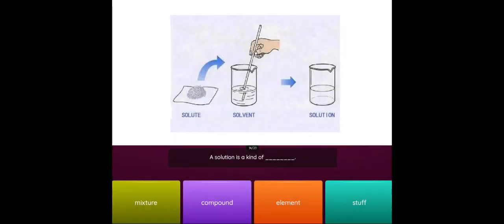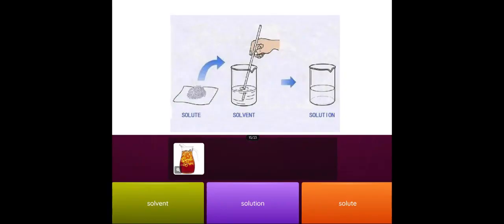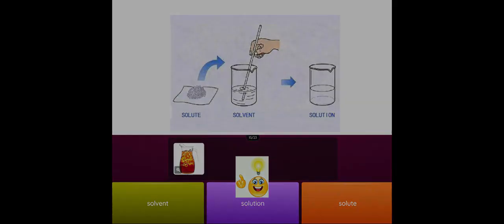Okay, a solution is a kind of what? It's a type of mixture. So it's a mixture that blends together and looks evenly distributed, just one soluble mix, a solution. All right, sweet tea. What do we call sweet tea? Sweet tea is the solution. It's what you get after you mix a solute and a solvent.